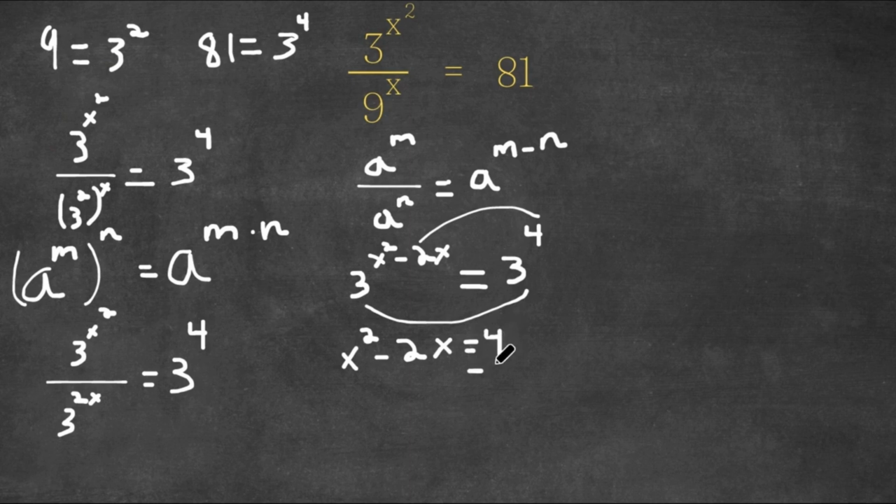Now I'm going to subtract 4 on both sides. So we're left with x squared minus 2x minus 4 equals 0. And now, as you can see, we have a quadratic equation.